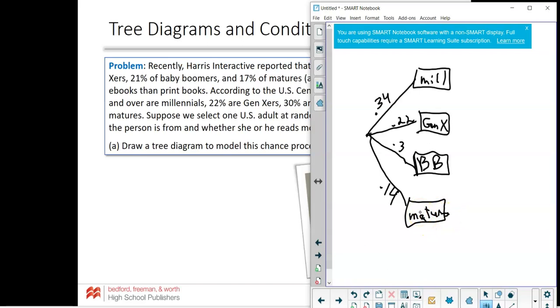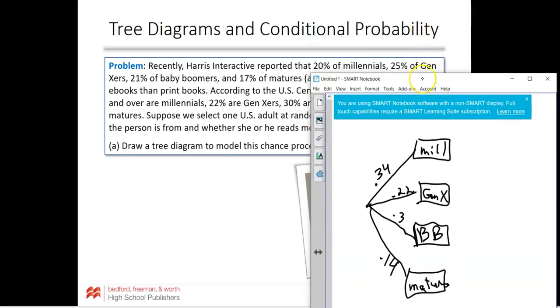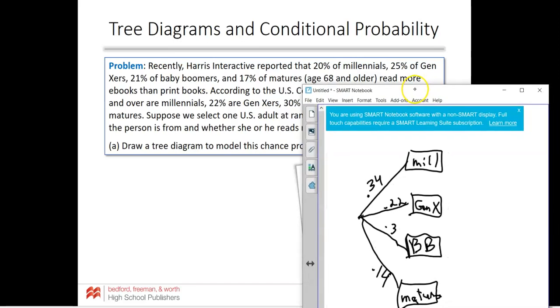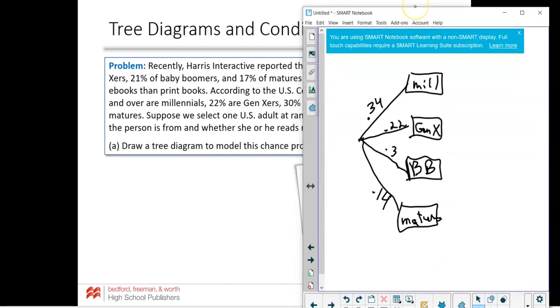By the way, if you add up 0.34, 0.22, 0.3 and 0.14, it should be 100%, right? You're one of those generations if you're an adult, basically. So now let's go further to the second branch. It says 20% of millennials read ebooks, so 0.2 read the ebook, which means by default 0.8 must read the print book.